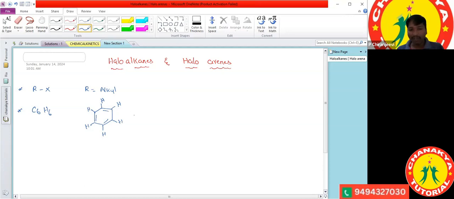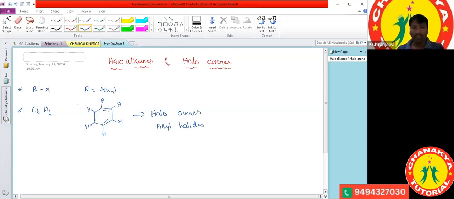which is called haloarenes. So we can call these haloarenes, and we can also call them aryl halides. One or more hydrogen atoms replaced by halogens is called aryl halides. Now, have you got the clarity?